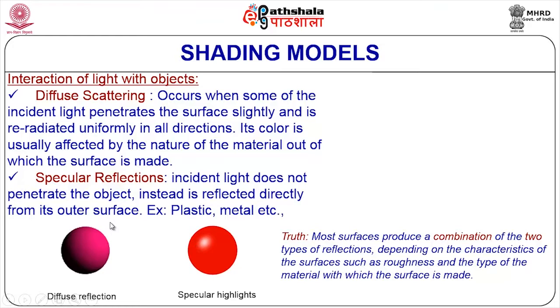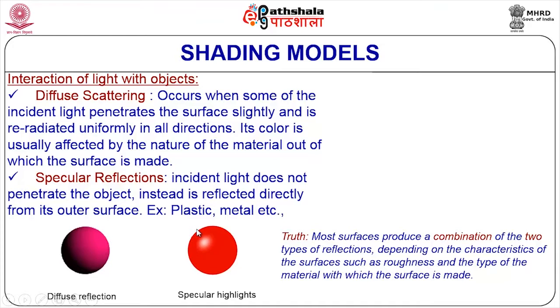As we discussed earlier, diffuse scattering is where a part of the light incident on the object is reflected in all possible directions, and a part of the light is absorbed. So as you can see, a ball-like object is shown here. When it is made up of material with diffuse properties, it will appear like this.